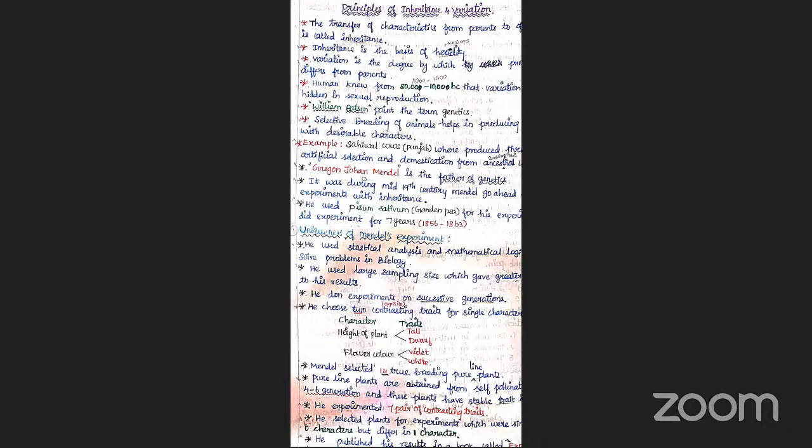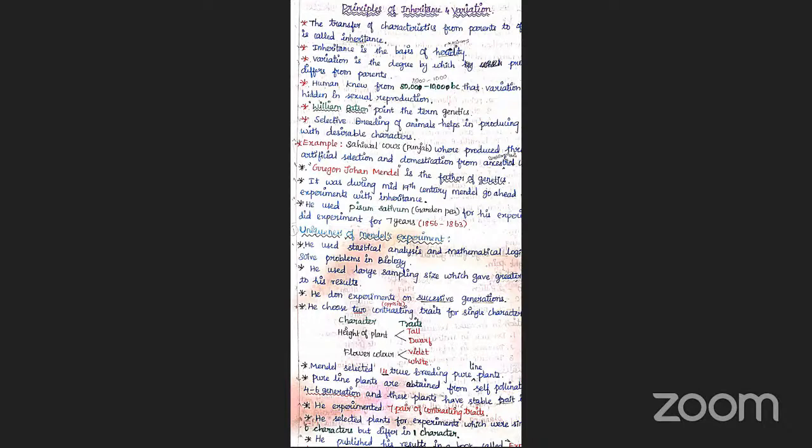Just now I gave one definition for inheritance. Now I am going to give the definition for heredity. What's the meaning of heredity? Transfer of character from one generation to the next generation is known as heredity. Clear? That particular character will be transferring from one generation to the next generation. That is called heredity.